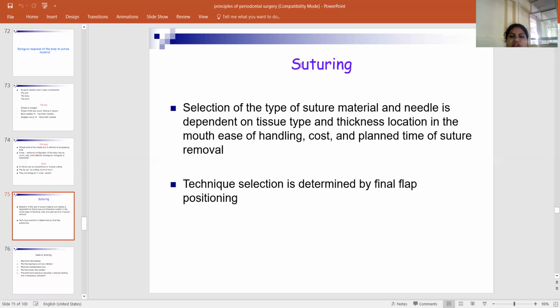Selection of the type of suture material and needle is dependent on the tissue type and thickness, location in the mouth, ease of handling, cost, and planned time of suture removal.